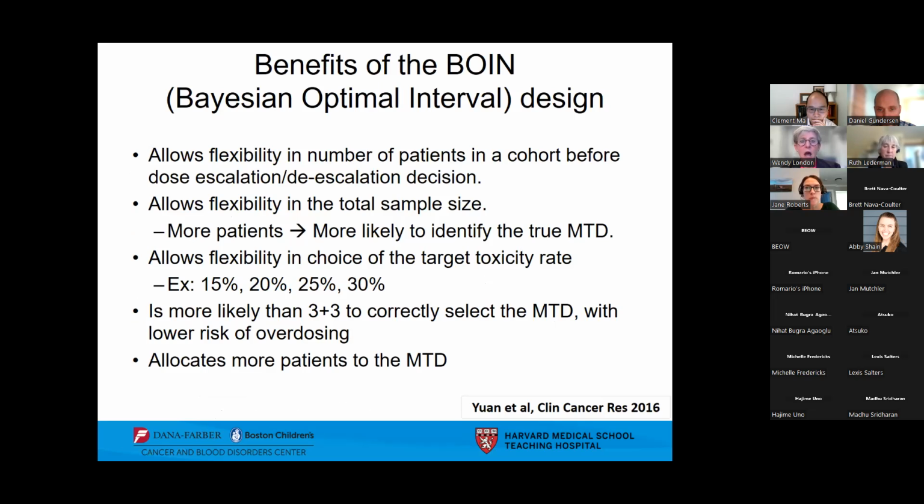So the Bayesian optimum interval design has a lot of flexibility. The investigator can specify the number of patients in a cohort that are assigned to a particular dose at a given time. Usually it's 1, 2, or 3 patients. The investigator gets to specify the total sample size. And if there are more patients, they're more likely to identify the true MTD. The investigator has flexibility in choosing the target toxicity rate. As I mentioned before, either 20% or 30% are pretty typical choices. The BOIN design is more likely than the 3+3 to correctly select the MTD, has a lower risk of overdosing patients, and allocates more patients at the MTD.